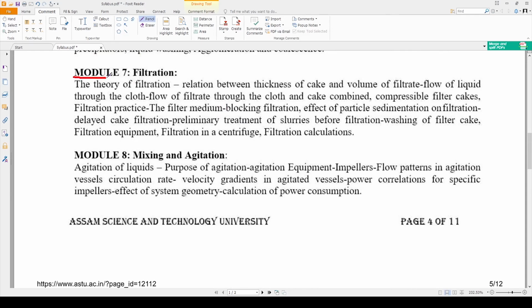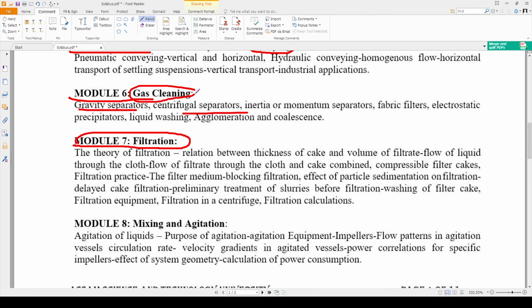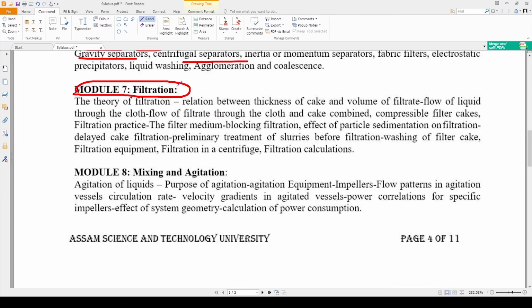In module 7, we'll study filtration. Filtration means, basically, in gas cleaning we have polluted gas. In filtration we'll be having polluted water or polluted liquid, or you can say dirty liquid. So how to clean those liquids. We have the theory of filtration. What is the difference between cake and the volume of filtered flow? There are a lot of methods. We will also study the filtration equipment, like filtration centrifuge, and filtration calculations.